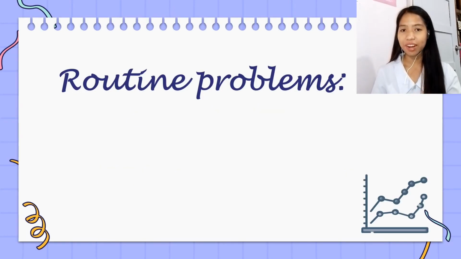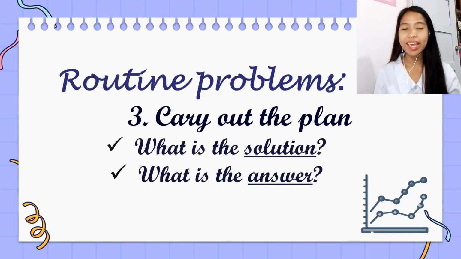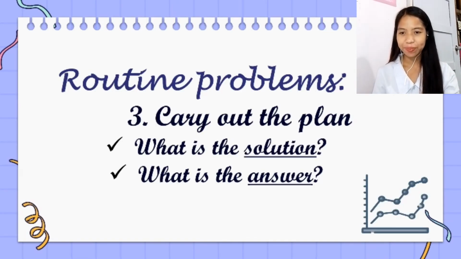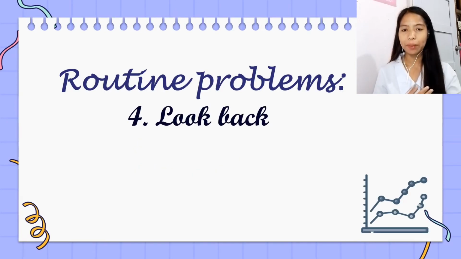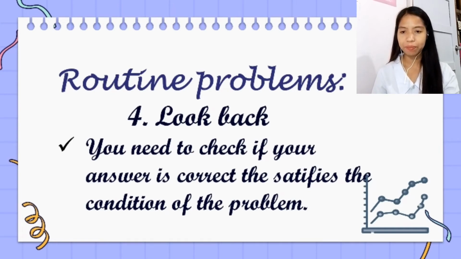And third is carry out the plan. Answer the number sentence by showing your solution to get your answer. And lastly is look back. You need to check if your answer is correct and satisfies the condition of the problem.